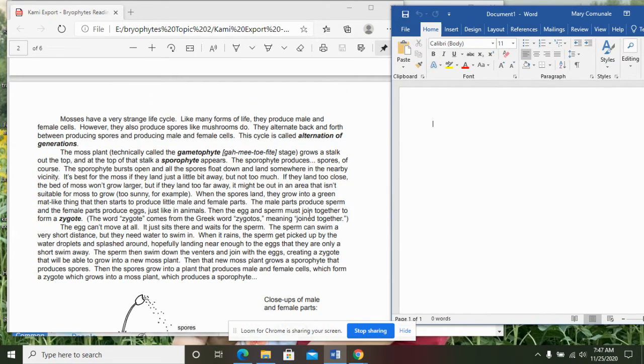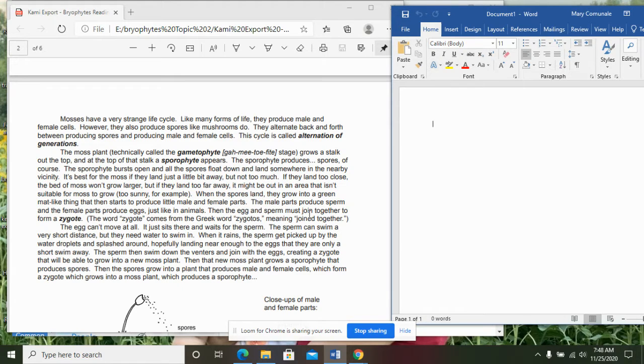Mosses have a very strange life cycle, so we still have not found the answer to that first question yet. Like many forms of life, they produce male and female cells. However, they produce spores like mushrooms do. They alternate back and forth between producing spores and producing male and female cells. This cycle is called alternation of generations.